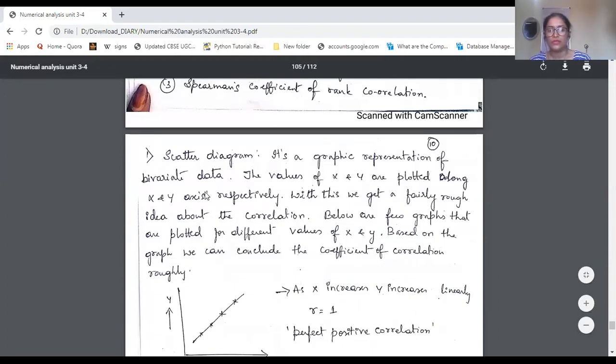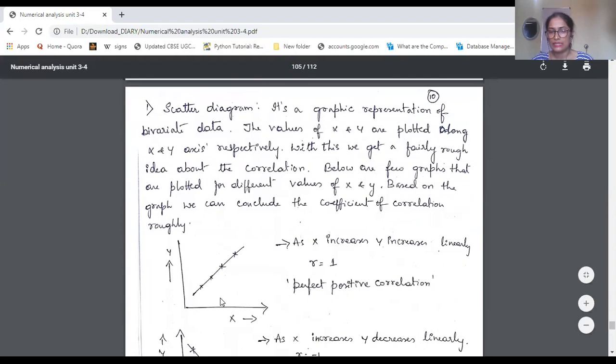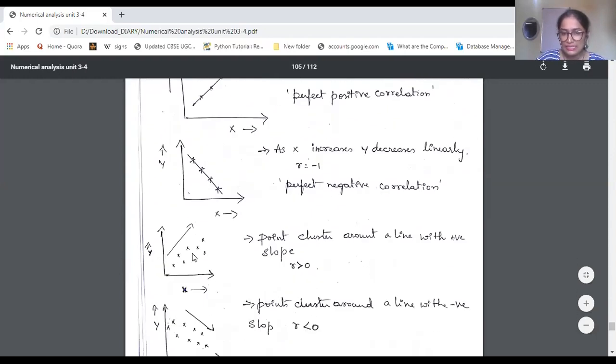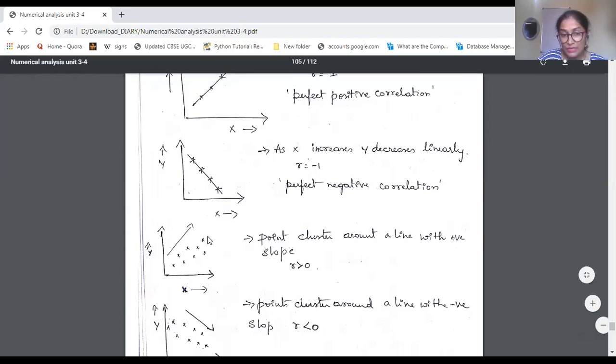In a scatter diagram, we just plot the values of x and y in a graph and look at the line. If it is a straight line like this, then it's a perfect positive correlation, and in this case the value of R is going to be equal to 1. In case the slope is negative, like for every increase in x the y is decreasing consistently, then that is a perfect negative correlation. And in this case, this arrow is not the line, it just shows the slope of the line I would get if I try to draw a line and connect as many dots as I can.